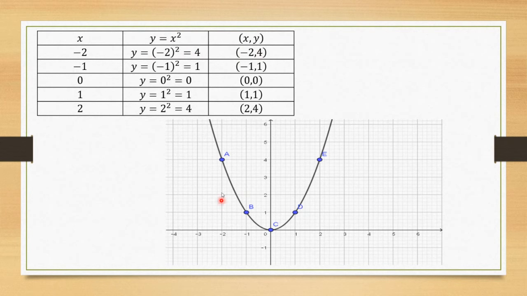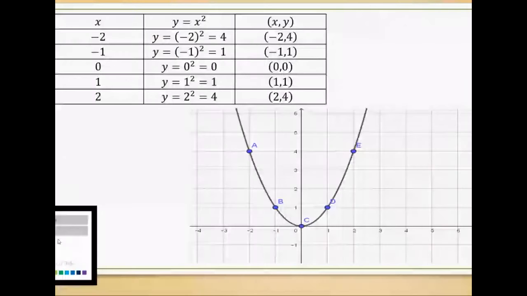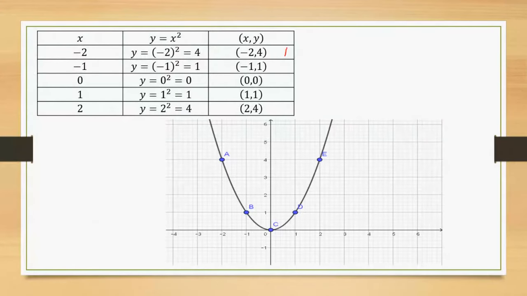So when x is -2, the point becomes 4. So this would be our point A. When x is -1, let me just write that in. When x is -1, as you can see here, you replace x by -1. -1 squared is 1. We get point B, which is (-1, 1).